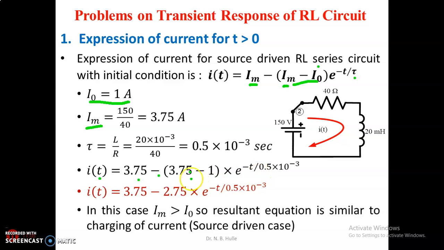Now in this case, this subtraction is a positive value, 3.75 minus 1, because Im is greater than I naught, so it will be 3.75 minus 2.75 into e raised to the power of minus t by 0.5 into 10 to the power of minus 3. Since Im is greater than I naught, the resultant equation is similar to the charging of the current, that is the source driven case, which I will discuss maybe in the next slide.